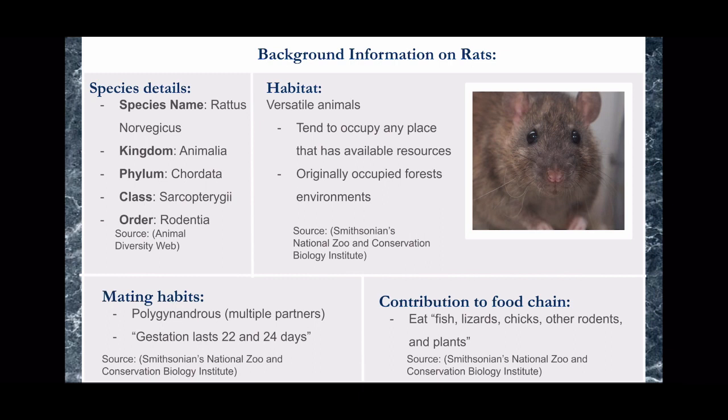In the food chain, rats are considered prey by many animals that are bigger than them, such as birds, snakes, or even other rodents. For their own diets, they can also eat other organisms, and this is a wide range of organisms from fish, lizards, chicks, other rodents, and even plants. Rats actually help prevent the overgrowth of these populations.